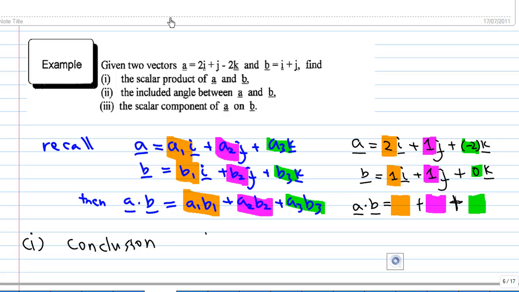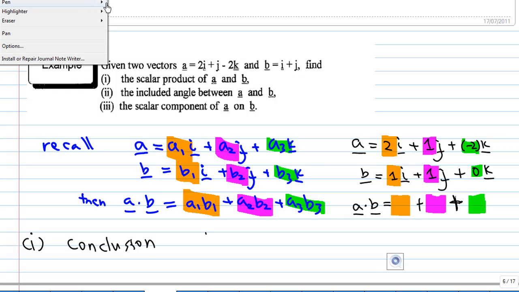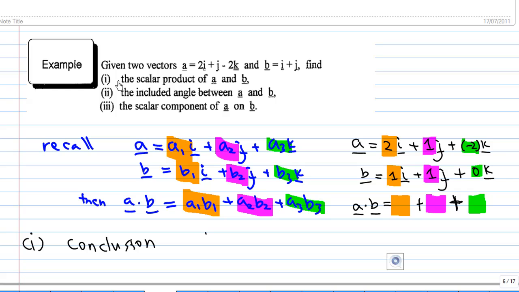Here is an example regarding the scalar product between two vectors a and b, where a is 2i plus j minus 2k, b is i plus j. Part 1. Find the scalar product of a and b.